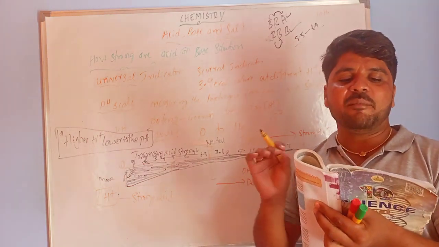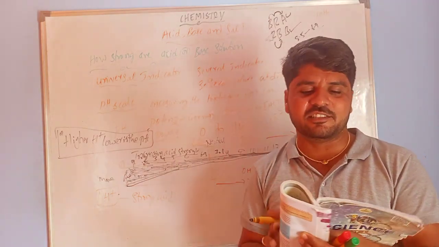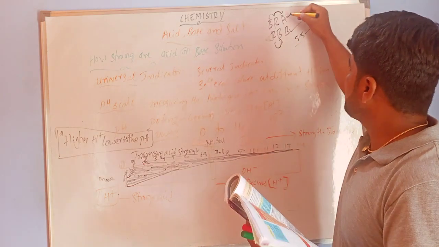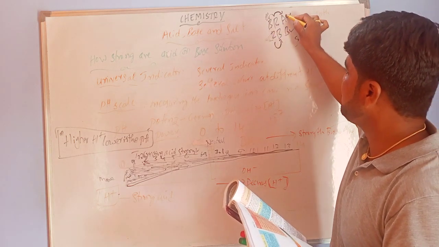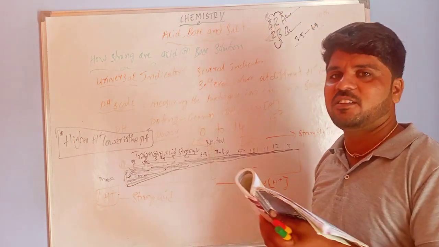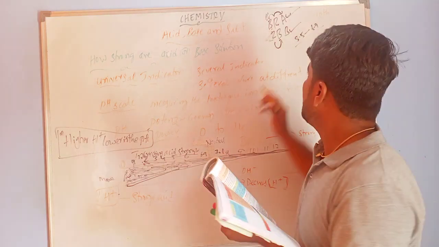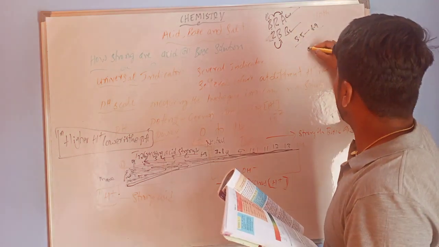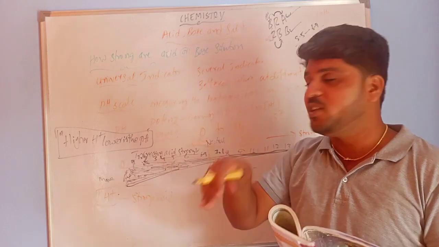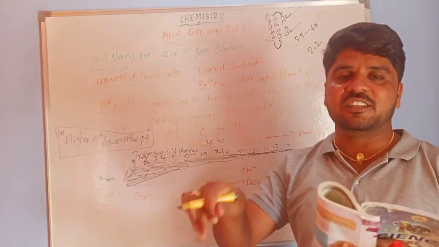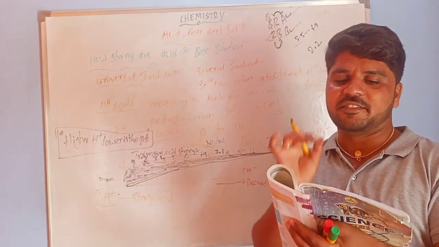Next is lemon juice. Lemon juice contains an acid, citric acid. For identification of acids we use blue litmus paper, which will change into red color. The approximate pH value for lemon juice is 2.2. Why? Because citric acid is a strong acid, which means more hydrogen ions are present in it. So the nature of the substance is acid.